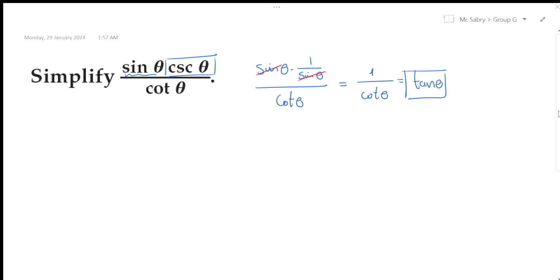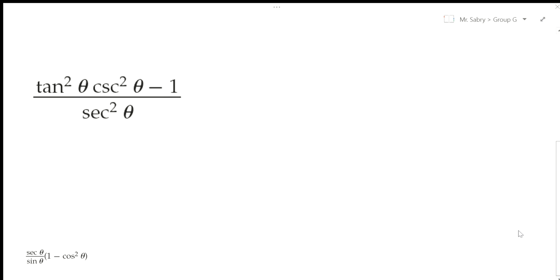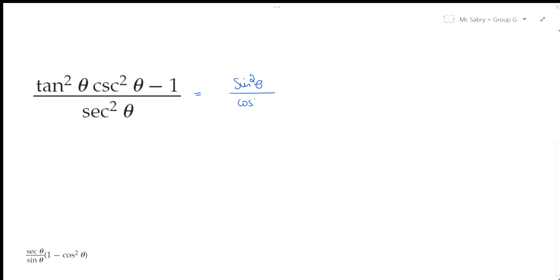Now to show you another example, here's one, a bit harder. You have tan squared cosecant squared minus 1 over secant squared. And again, we try to change things to become sines and cosines. So the tan, I'll change to sine power 2 theta over cosine power 2 theta. And that's again based off the identities.